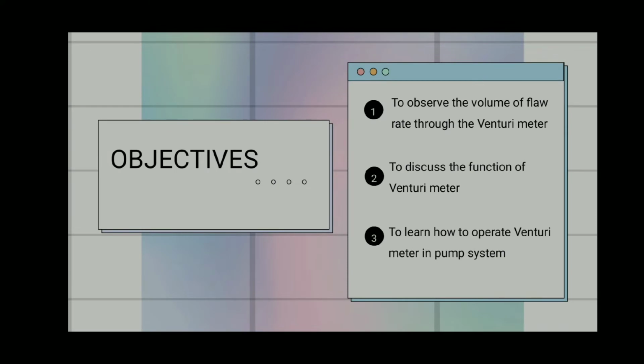The objective of the experiment is to observe the volume flow rate through the Venturi meter, to discuss the function of Venturi meter, and to learn how to operate Venturi meter in a pump system.